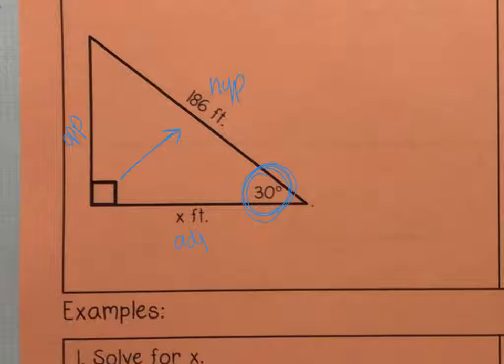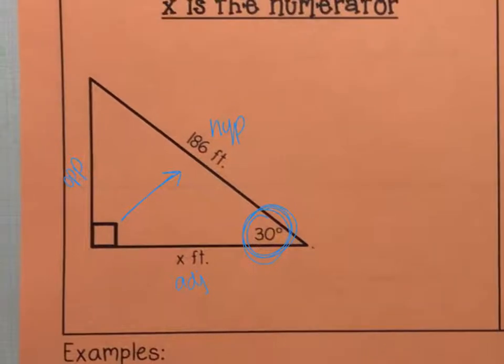All right. So, which two sides do I have? The hypotenuse and the adjacent. Very good. Which one uses hypotenuse and adjacent? Cosine. Okay, so pay attention.